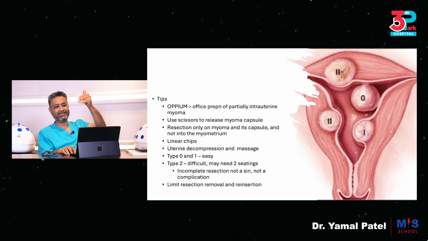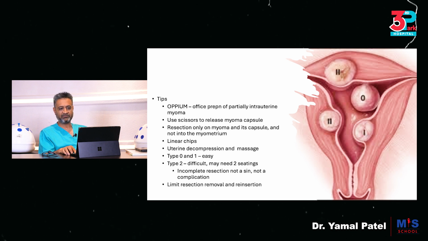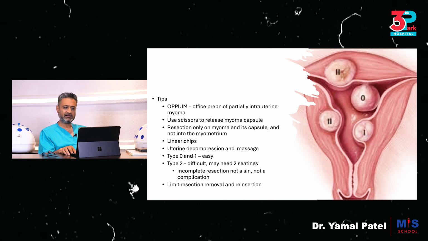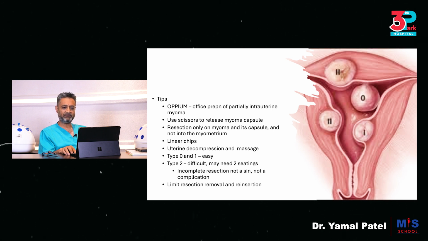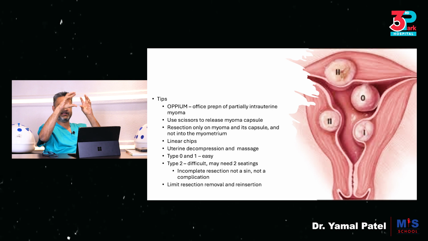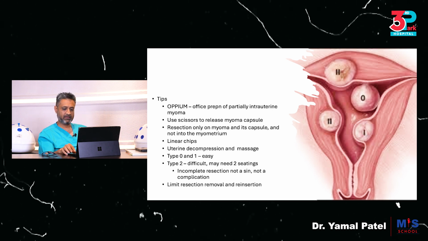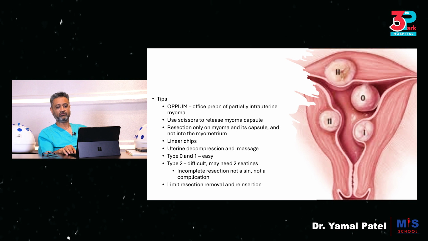Try and make long linear chips if possible. If you're using resection, then just small dig outs, because the more you make, the more they're going to disrupt your view. Use decompression and massage, as we've said. Type 0s and 1s are a bit easy. Type 2 can be difficult but may need 2 sittings, or sometimes, as I've said, you separate it out and with the hydromassage allow it to change from a type 2 to type 1, and then a type 1 to a type 0 for resection.